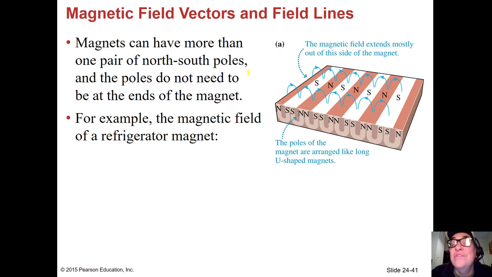So what if you took a magnet and bent it into the shape of a horseshoe? You'd get something that looks like this. And a good example of this is a refrigerator magnet. This is a side view of what's really going on. So you have your fun refrigerator magnet. Did you realize it was really a bunch of horseshoe magnets all hooked together like this?